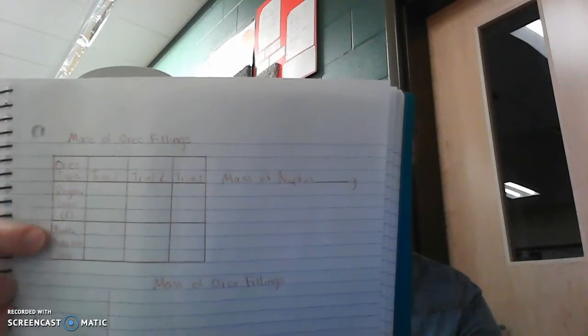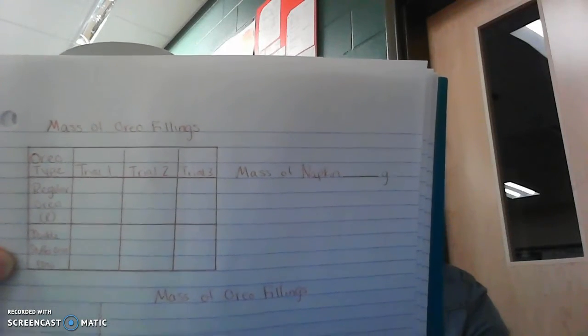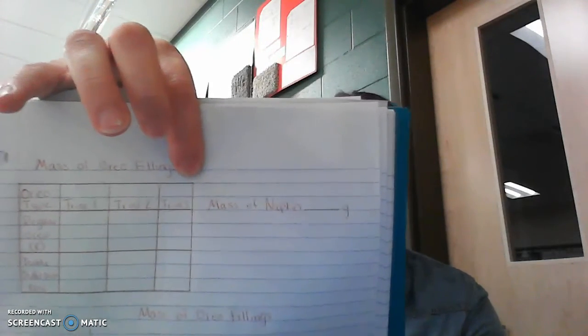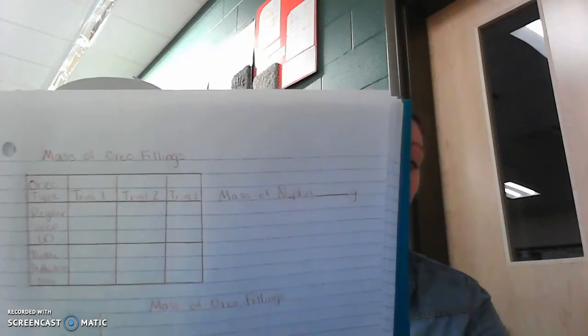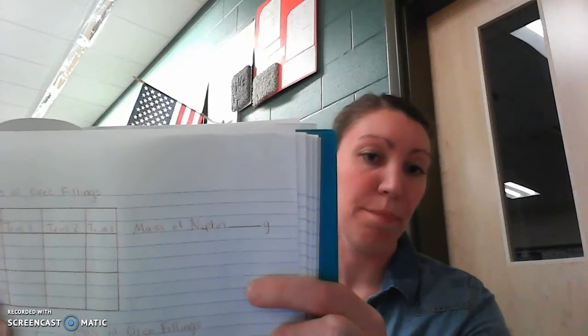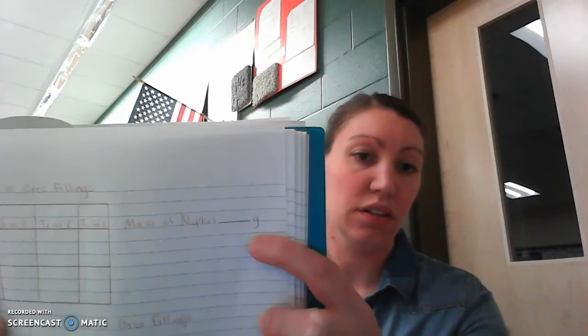Your data table should look like this, where you have the type of Oreo, regular Oreo, double stuffed Oreo. You also have trial 1, trial 2, and trial 3. So we're going to be testing them 3 times. You also need to write mass of napkin. Okay, because we're going to be finding out the mass of the napkin.